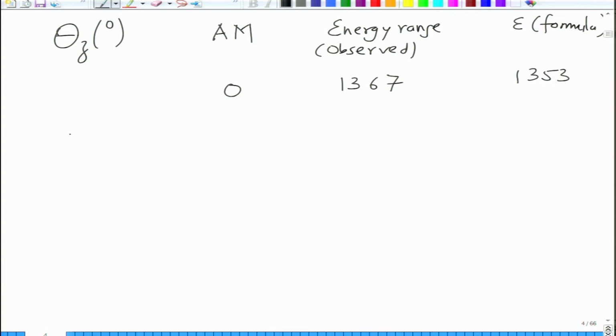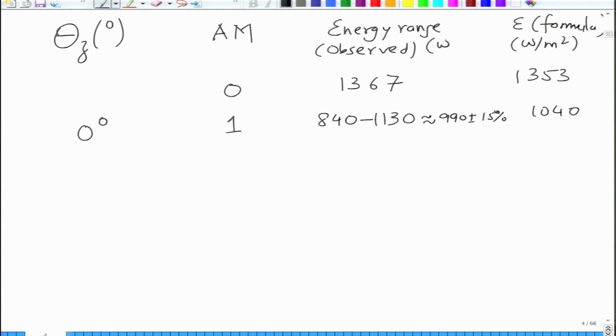And if you look at 0 degree of theta z, then this AM is equal to 1, and the value which is observed is about 840 to 1130, which is about 990 plus minus 15%, whereas the calculated value is about 1040. This is all watt per meter square.